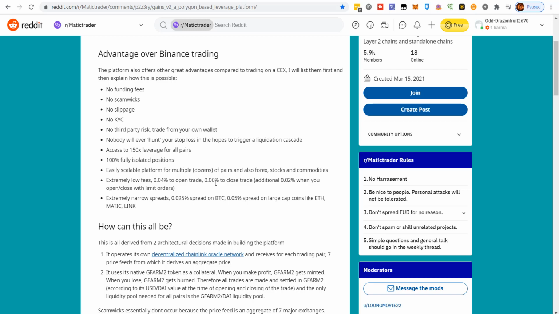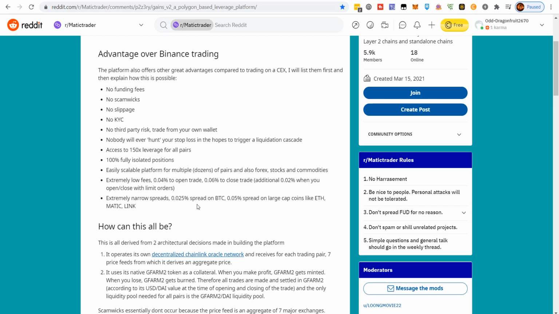There's reasons for this. Basically, the way it is now, if you use low leverage, you end up paying a little bit more than someone using higher leverage. So they want to even that out. But the fees are very low. This is basically the only fee that there is. There's no funding fee, no deposit fee, no withdrawal fee, nothing like that. You don't deposit or withdraw anything anyway. Extremely narrow spreads on Bitcoin, and 0.05% spread on large cap coins like Ethereum, Matic, and Link.